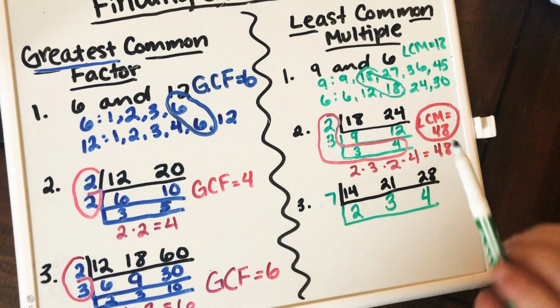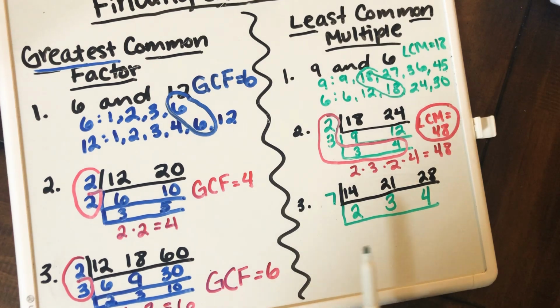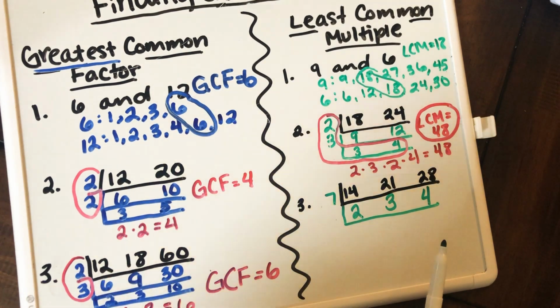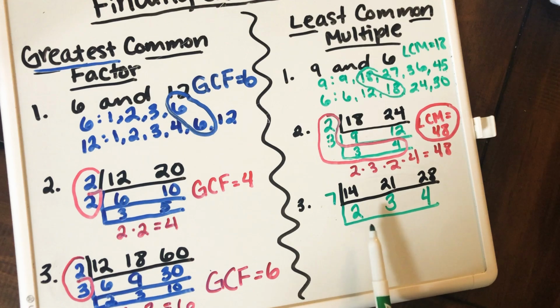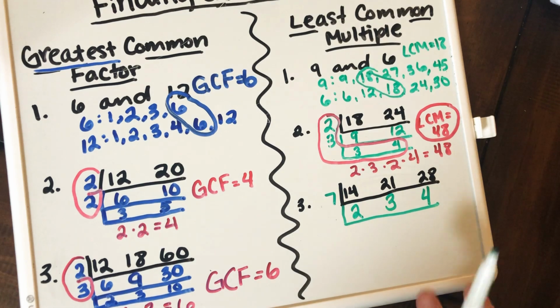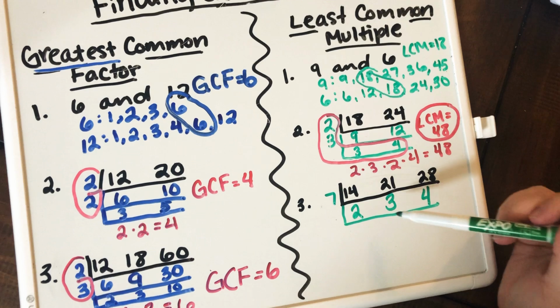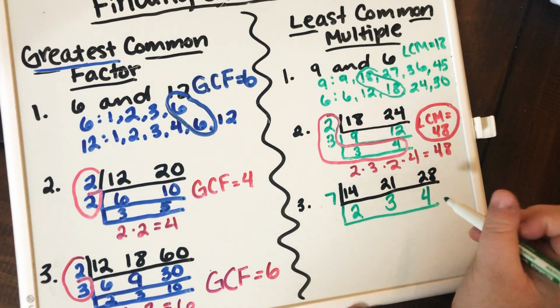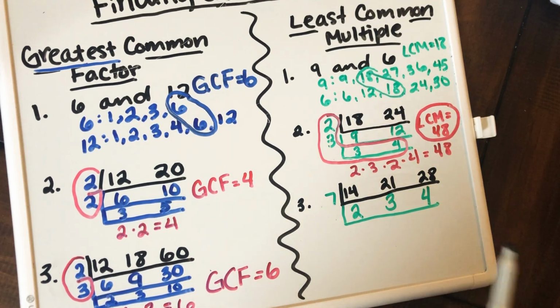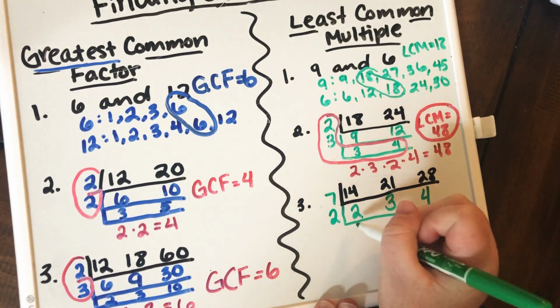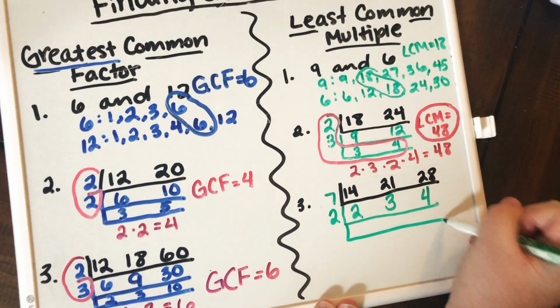Now, here's the difference. We've gotten really small. We're close to having all prime numbers. But if you look, we could keep going because 2 and 4 still have something in common, even though our 3 doesn't. With GCF, you would stop here. But because we're dealing with LCM now, you actually can keep going. So the common factor here would be a 2. So I'm going to put a 2, and I'm going to bring down my ladder.